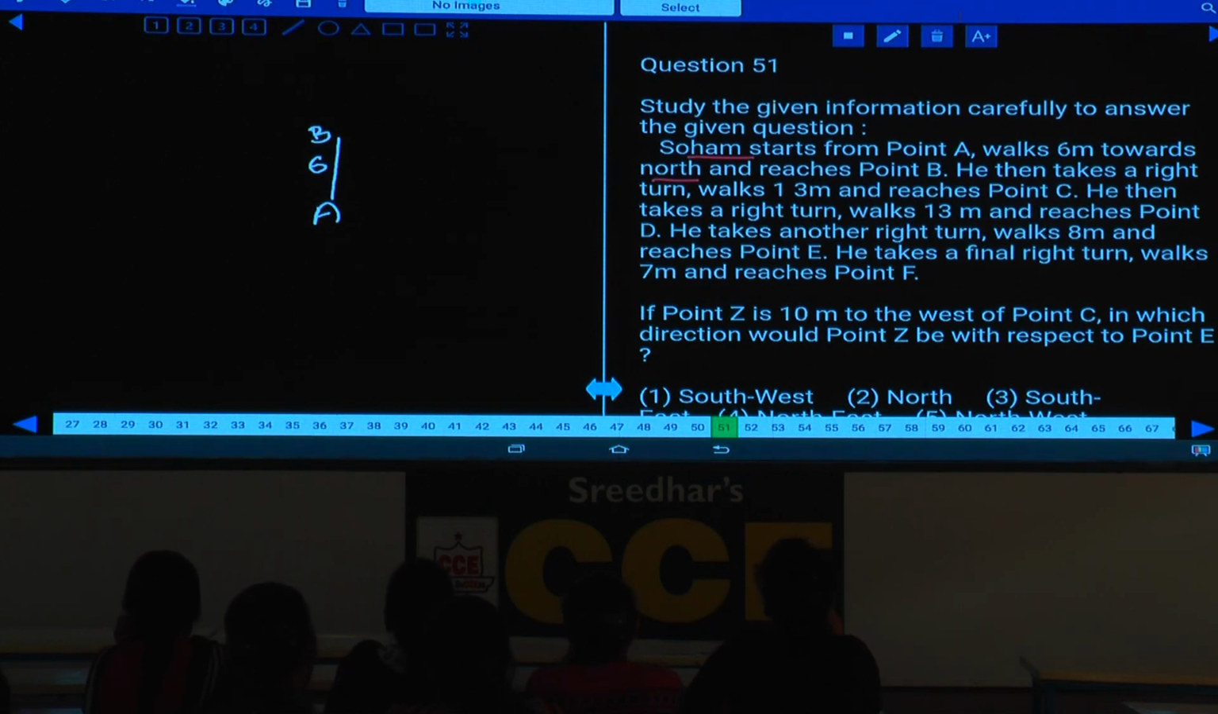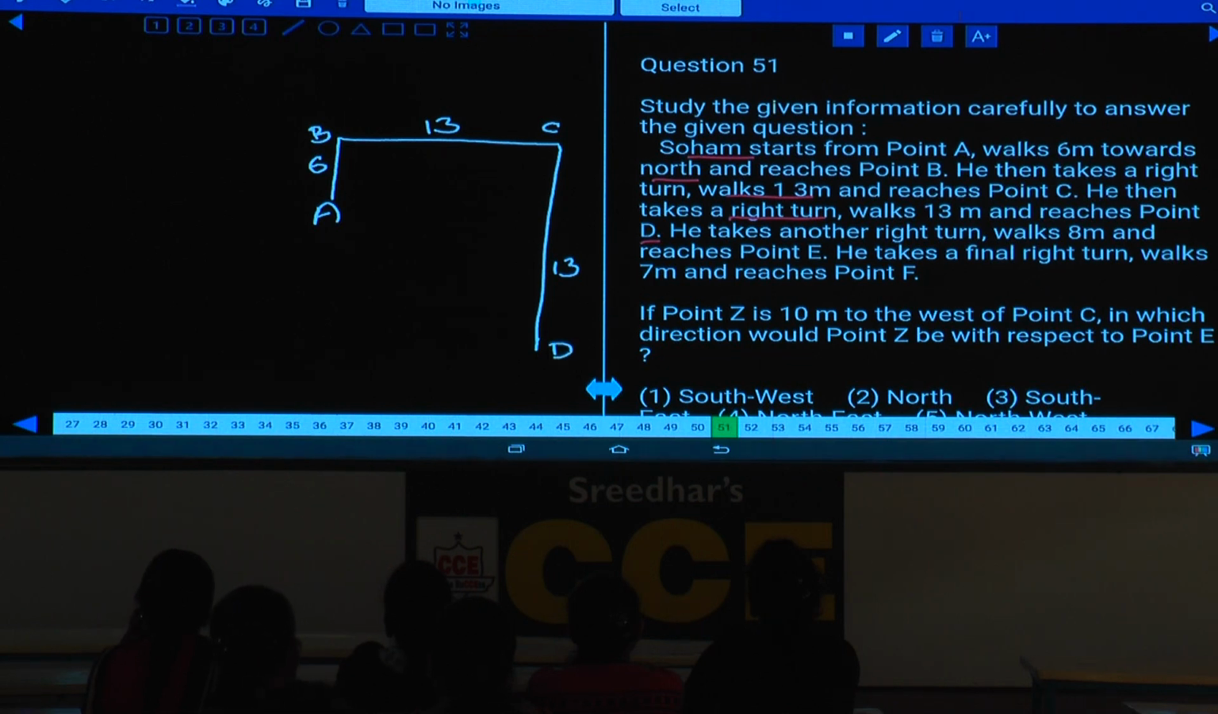From point B he then takes a right turn, walks 13 meters and reaches point C. Now from point C he takes another right turn, walks 13 meters. He turns towards his right hand side, means this person is moving towards south. And how much has this person covered? 13 meters towards south and reaches point D.